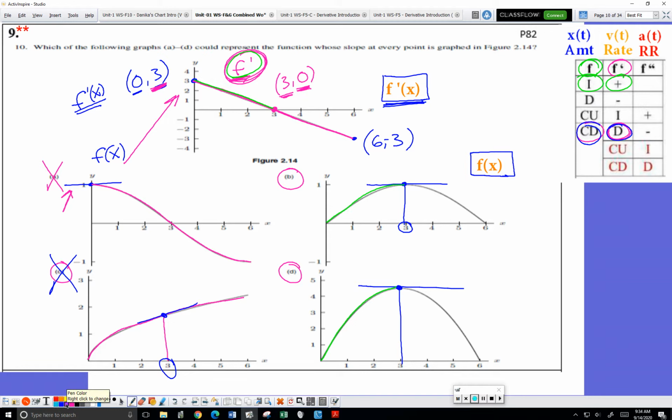We could say here f prime has negative y-coordinates. So f should be decreasing on that interval, but both are.